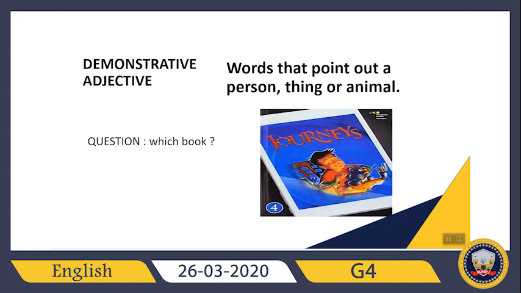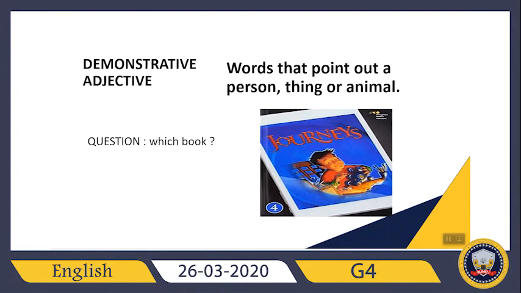Fine. In demonstrative adjective, demonstrative adjectives are words that point out a person, a thing, or animal. It points out a person, a thing, or animal. So when you're talking about demonstrative adjective, it points out what you're talking about. It gives direct point of what you're talking about. Either you're talking about a person, a thing, or an animal.